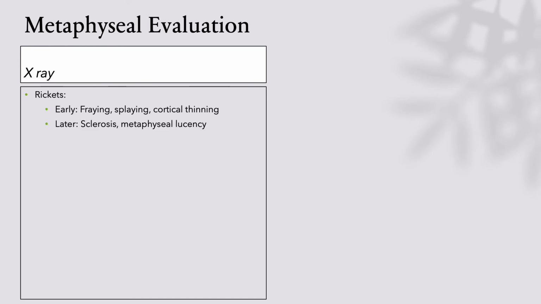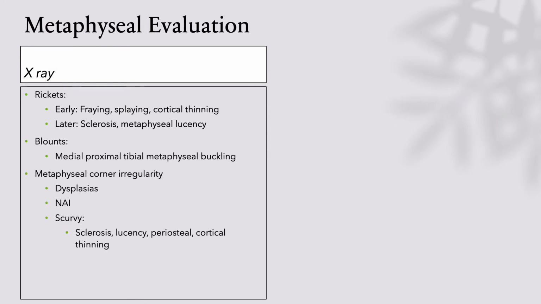So if you think about metaphyseal evaluation, think about the x-rays. We've talked about rickets with early fraying, splaying, and cortical thinning. We've talked about the later stage where you see sclerosis and the metaphyseal lucency. We've talked about Blount's disease, where you can see medial proximal tibial metaphyseal buckling. We've talked about the metaphyseal corner irregularities, which should make you think of skeletal dysplasias or metaphyseal dysplasias, non-accidental injury or inflicted trauma, scurvy, which is essentially with the sclerosis, the lucency, the periosteal, and cortical thinning.